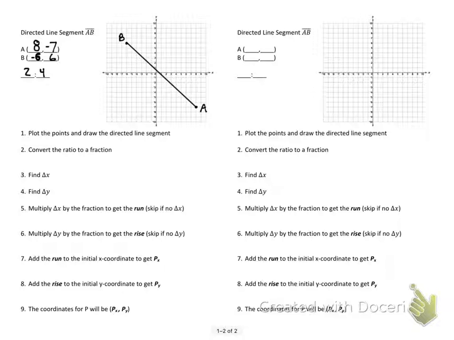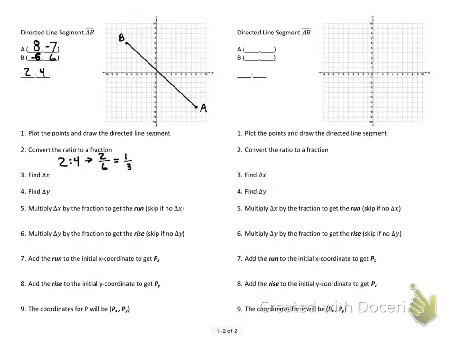Now let's turn that into a fraction. So 2-to-4 is going to become what? 2/6. And what does that simplify to? 1/3. So if I imagine that I am walking on the graph from A to B, I want to find a spot that's 1/3 of the total distance. And that's where I will cut the line, okay?